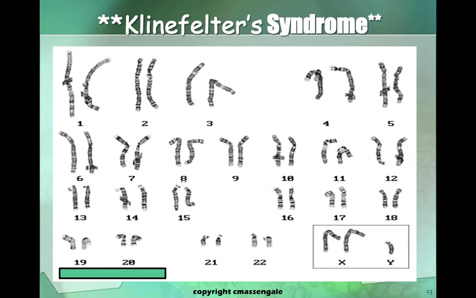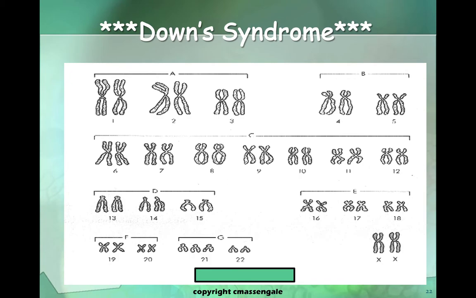You would say that there are 47 chromosomes, so you would just write down the number 47, and then a comma, XXY. And because you put XXY, that automatically tells you what set it is. And I can go back and show you what I mean by Down syndrome, doing the same type of notation.